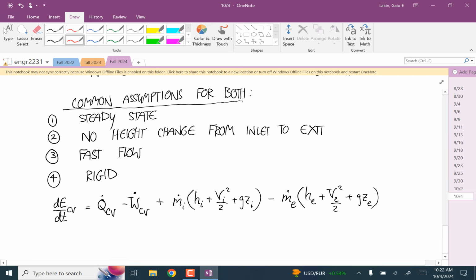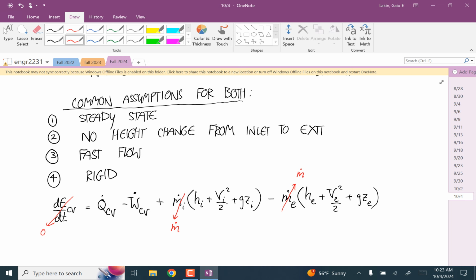Steady state, what does that do? Yep, this all goes away. And it does one more thing: m_i equals m_e. I'll just call these both m dot. So whatever mass is coming in is the mass coming out, and we're just calling that the mass flow. Okay, so that's steady state. Those three changes are always what happens when it says steady state.